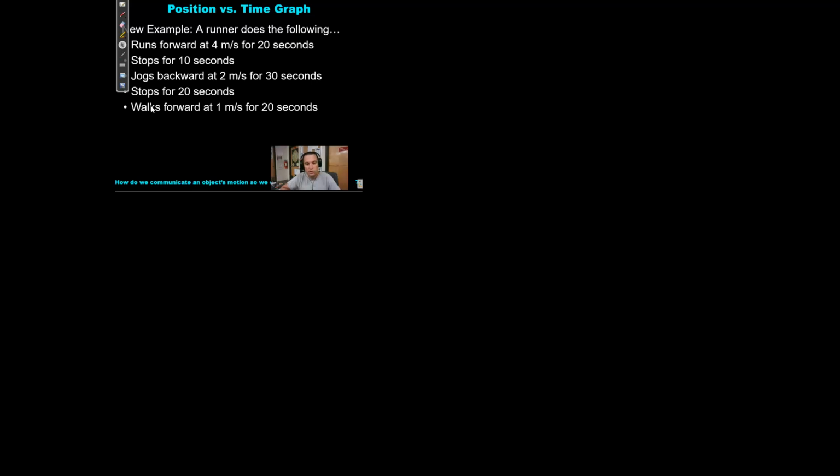New example. A runner does the following. Runs forward at 4 meters per second for 20 seconds. Stops for 10 seconds. Jogs backwards at 2 meters per second for 30 seconds. Stops for 20 seconds. Walks forward at 1 meter per second for 20 seconds.